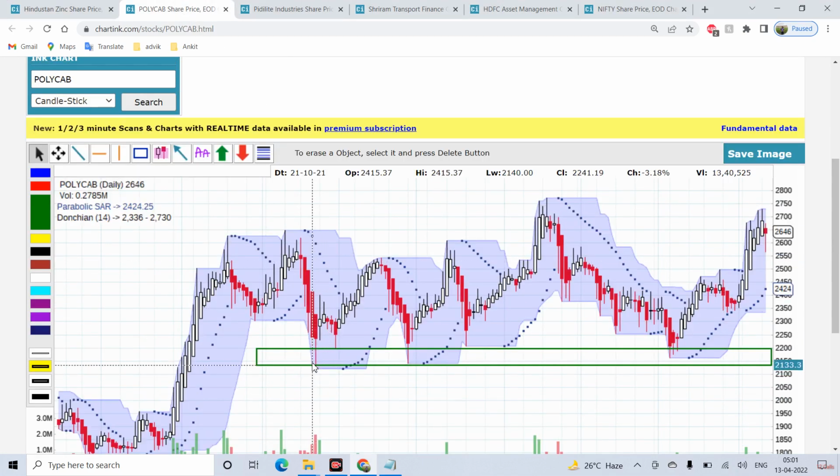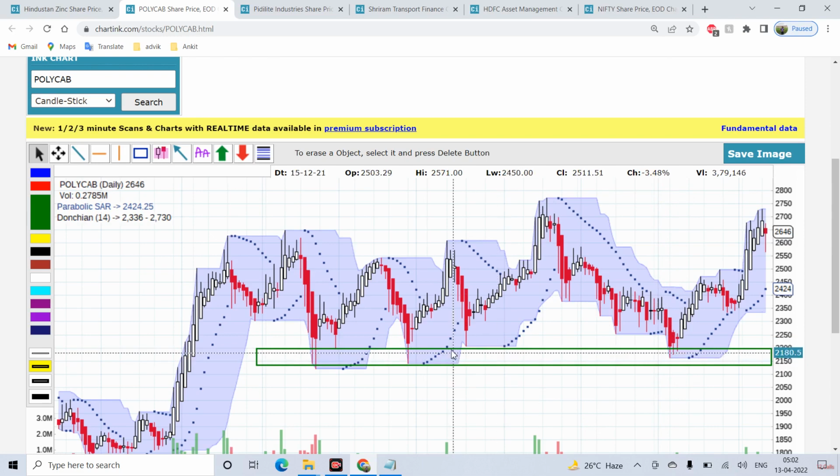Another example, Polycab. You see here between 2200 to 2130, this becomes a support range. Here it came, tested a couple of times. Another time when it came, it tested exactly the lower part of the band. Next time it came and tested the upper part of the band, and again here a couple of times it tried to break the support range on the upper side, and again it took support here.